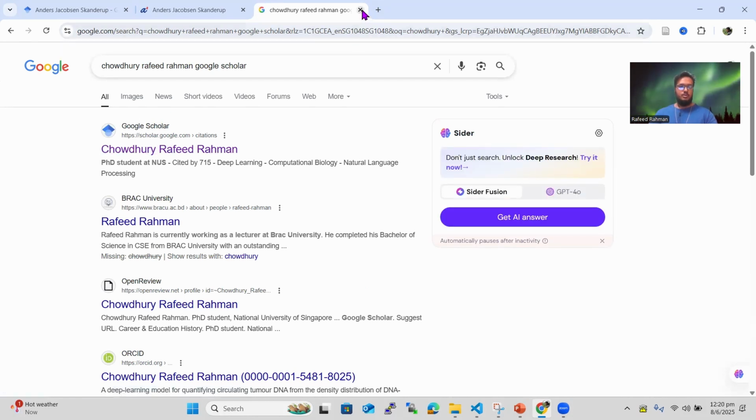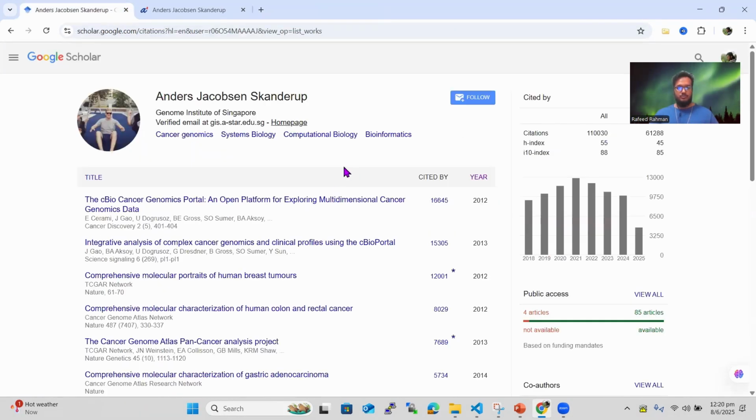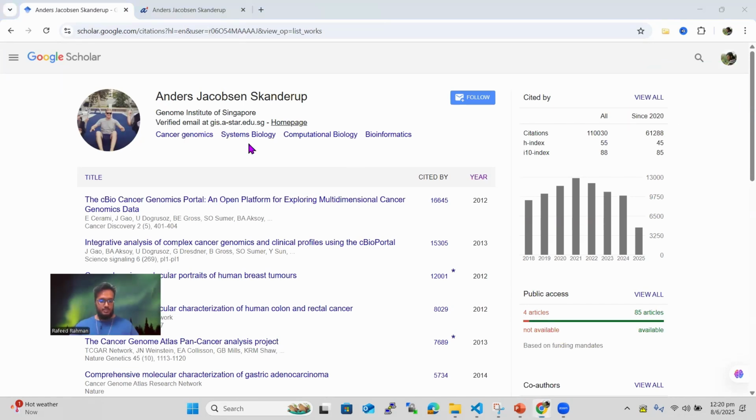Let me show you the Google Scholar profile for my PhD supervisor. This is how his profile looks. Let me explain everything that you want to look at here. First of all, these are the topics he works on: cancer genomics, systems biology, computational biology, and bioinformatics. That is the first thing that you want to take note of. So if you're interested in computational biology or bioinformatics or maybe cancer, then maybe you can actually knock him.